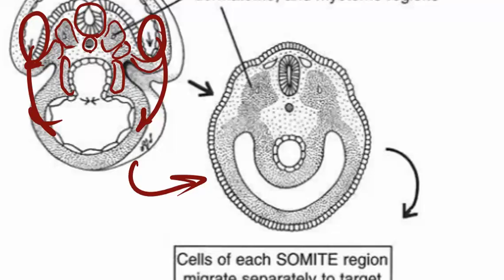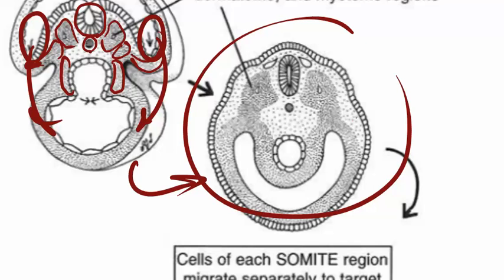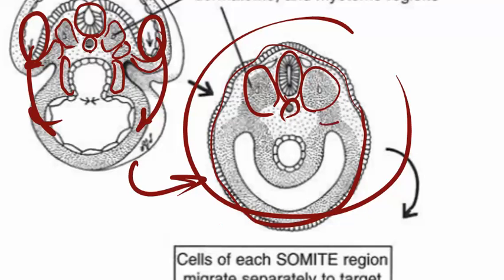So what do we see here? This here would be all the ectoderm, right? This is the neural tube. That's the notochord. This is the paraxial mesoderm. This is the intermediate mesoderm.